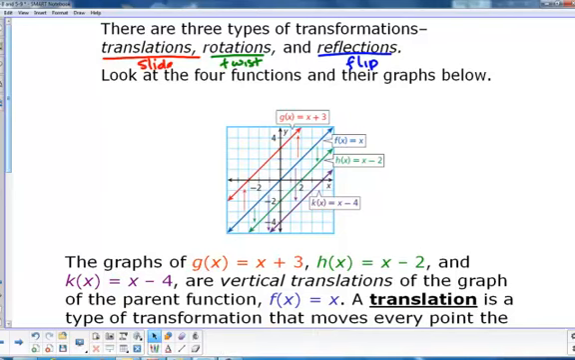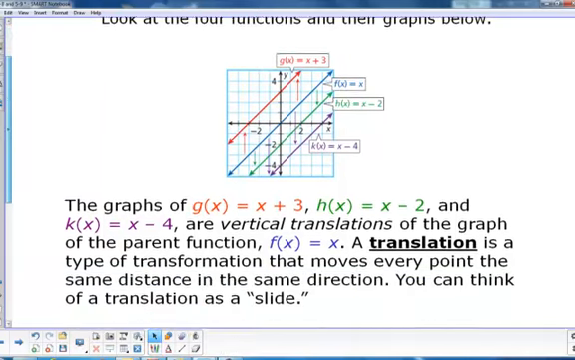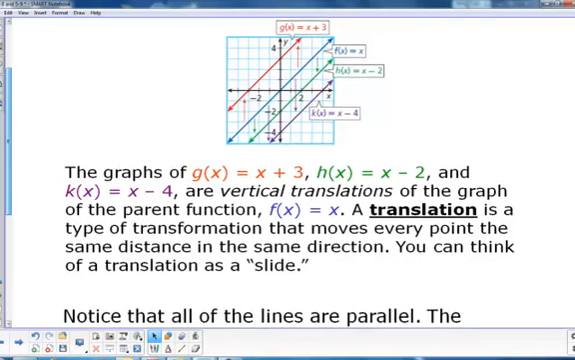So if you look at the graph below, and I know that yours is not as color-coded as this, our parent function is in blue right here. That one goes through 0, 0, and then it goes over 1, up 1, over 1, up 1. The g of x function, which has a plus 3, is shifted up 3. It starts at 0, 3, and then it continues with the over 1, up 1.